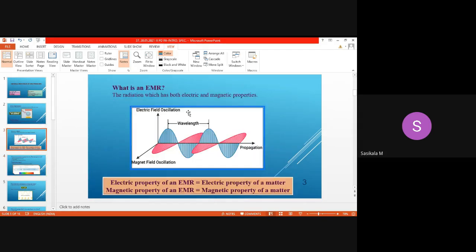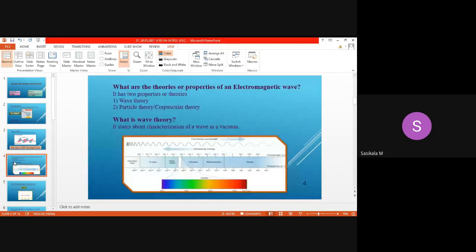So this wave follows different theories. Electromagnetic radiation, that we'll see, has two properties or theories. One is wave theory, another one is particle or corpuscular theory. What are the theories of electromagnetic waves? Wave theory and particle theory.